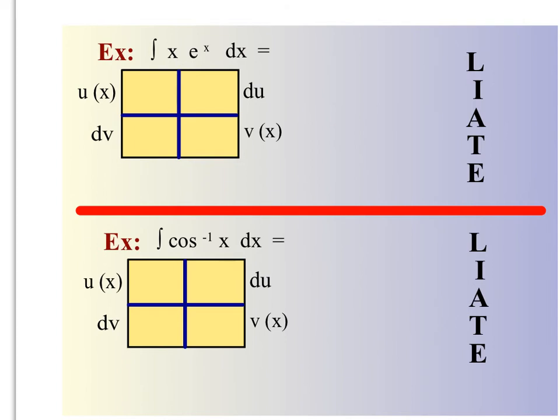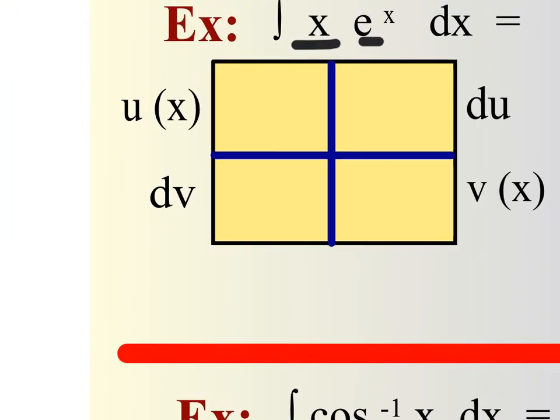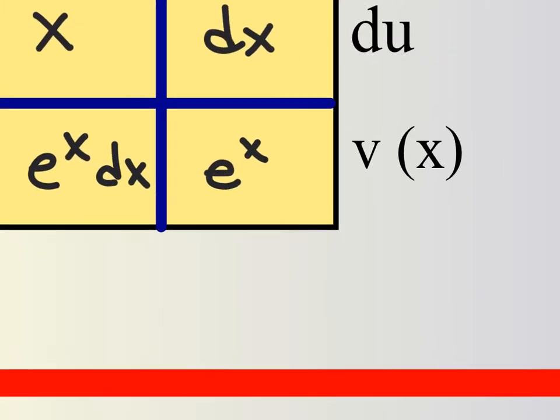Okay, LIATE, u's up, dv's down. Okay, we've got an algebraic function x, we've got an exponential function e to the x. So it looks like x will be u and e to the x will be dv. x is u, so that makes dx equal to du. dv is e to the x dx, and so therefore the integral of e to the x is itself.